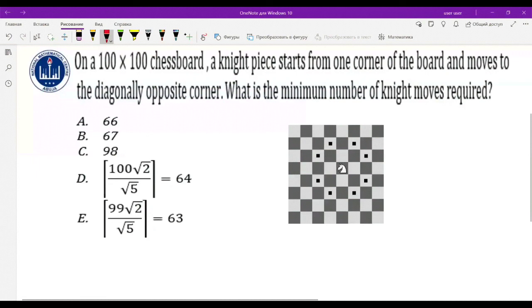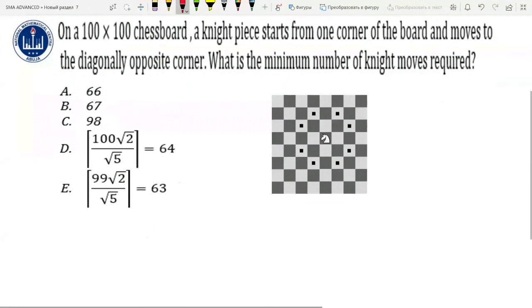And in today's video we are going to cover a problem from the Senior First Round Maths Olympiad 2020. That's problem 21, and it goes like this. On a 100 by 100 chessboard, a knight piece starts from one corner of the board and moves to the diagonally opposite corner. What is the minimum number of knight moves required?